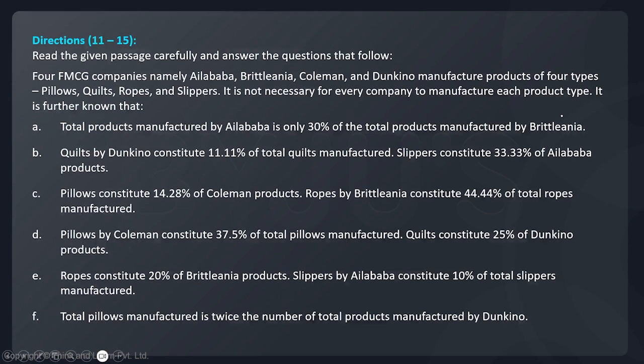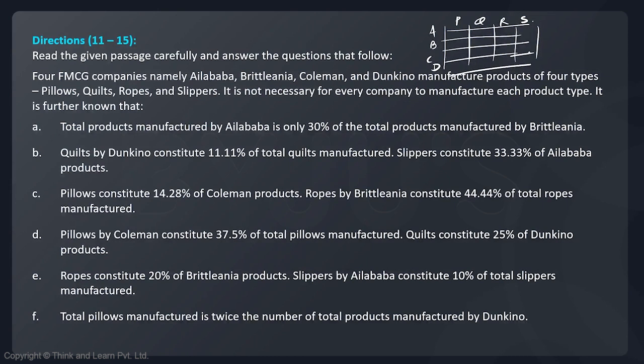Pillows constitute this percentage of Coleman's products, and ropes by B constitute a percentage of total ropes. So if you actually look into this, it's about 4 companies, A, B, C, D, and the types of products P, Q, R, and S among them. We are talking about the product of a particular type being produced as a total product, or a product from a particular company as the total products by that company. Everything is in terms of percentage.